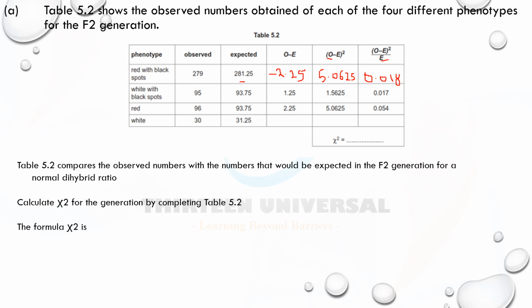So now we'll do this also for the white. So let's go for the white here. Observed minus expected. Okay, so let's punch the calculator. 30 minus 31.25. What does it give you? Minus 1.25. Okay, so that gives you minus 1.25.